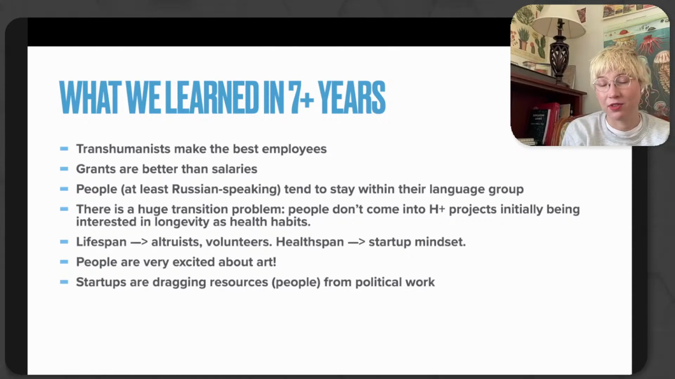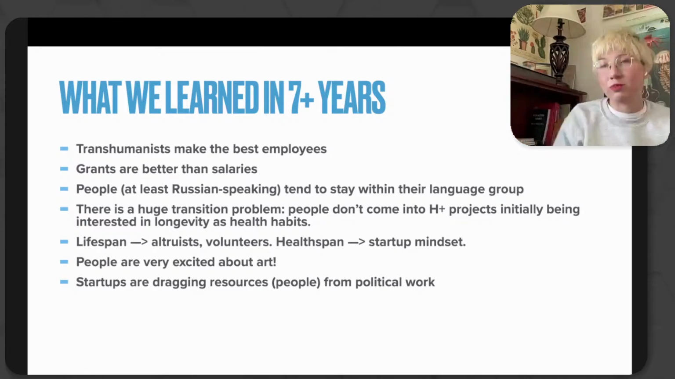Also, grants are better than salaries. You just set in advance: this is the amount of work we're interested in to be done, and this is the amount of money we're ready to give. Because if we set the work on a salary basis, people's motivation is different. It interferes with the workflow. I'm sure you understand how it works.